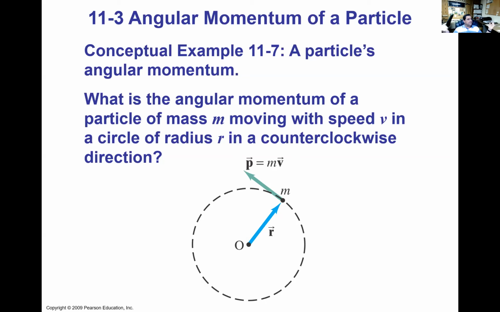So what is the angular momentum of a particle of mass m moving with some linear speed v in a circle of radius r in a counterclockwise direction? Remember that picture. Go to our whiteboard and clear this. They gave us this picture.